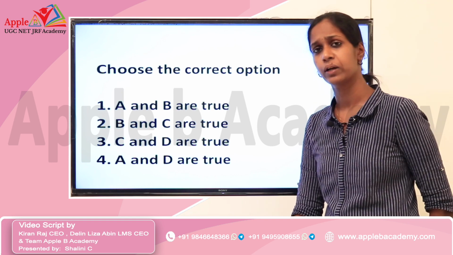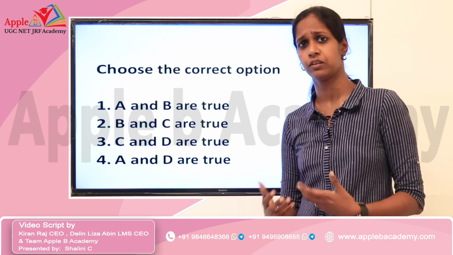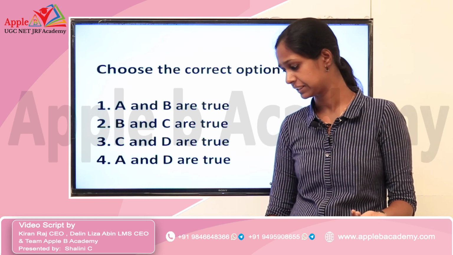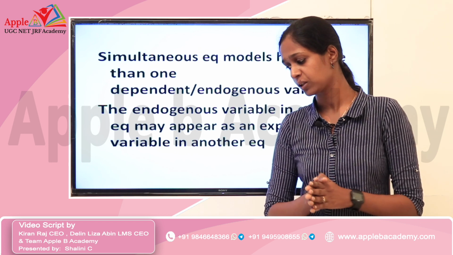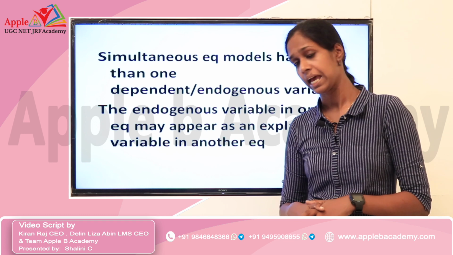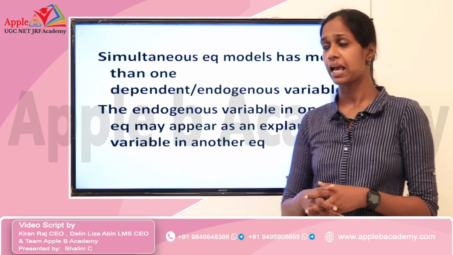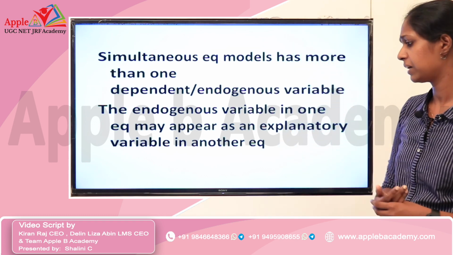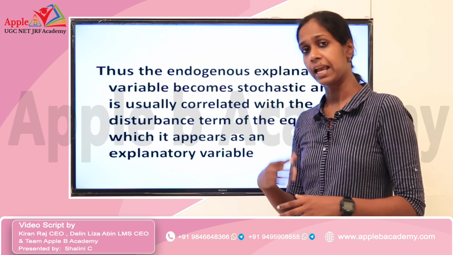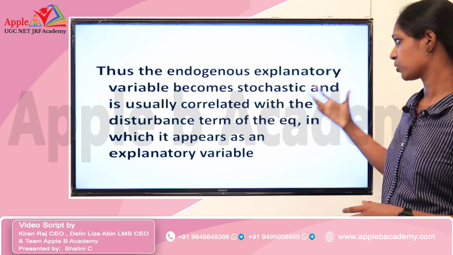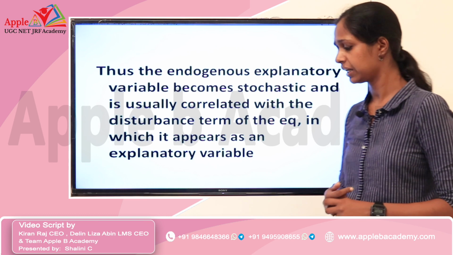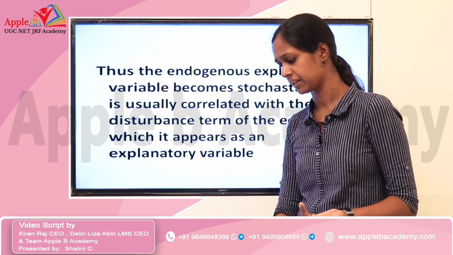For this we need to just brush up on what simultaneous equation models are. We already know this, but still. Basically, simultaneous equation models have more than one dependent or endogenous variable, and the endogenous variable in one equation may act as the explanatory variable in another equation. That is the basic idea of simultaneous equations. Thus, the endogenous explanatory variable becomes stochastic and is usually correlated with the disturbance term of the equation in which it appears as an explanatory variable.